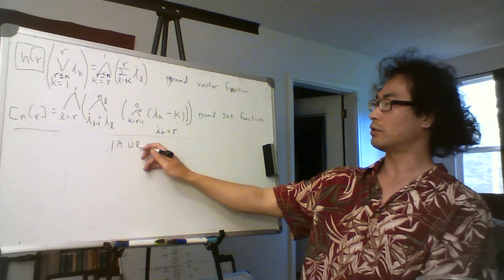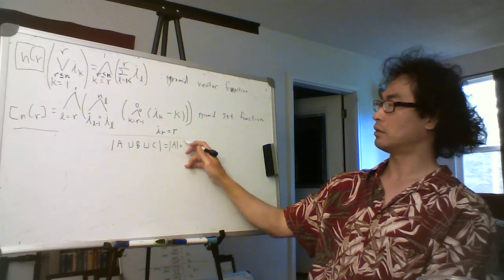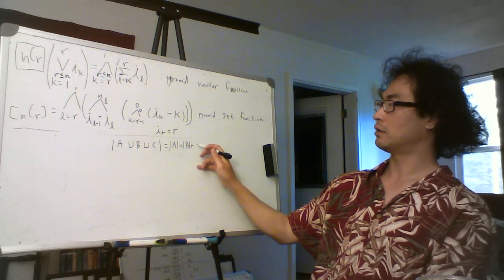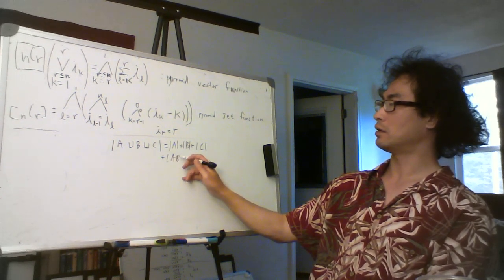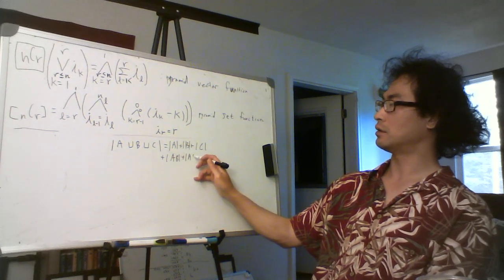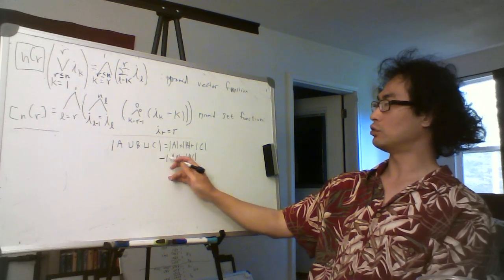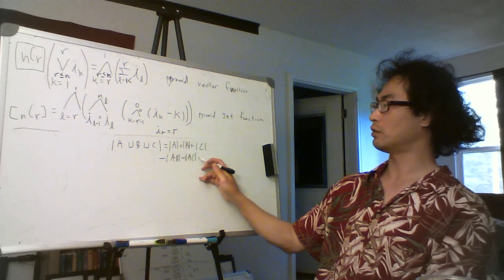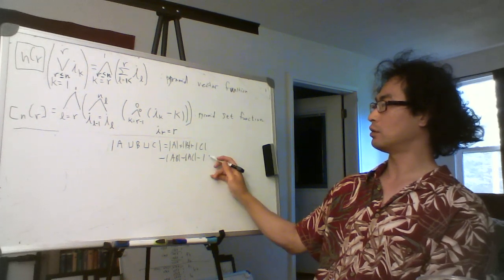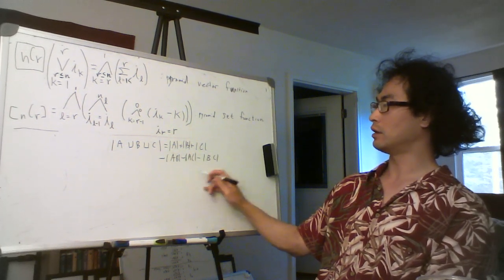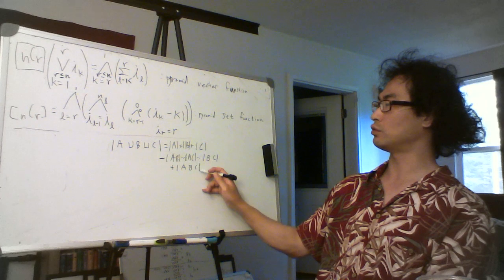A union B union C. Absolute A, absolute B, absolute C, minus absolute AB, minus absolute AC, because we don't want to overcount, double count. That's why we are subtracting it, and then we ended up undercounting, so to compensate for that undercounting, we are adding it again, to restore.